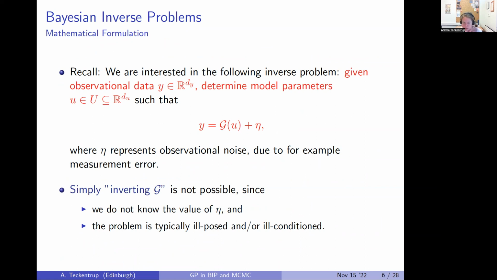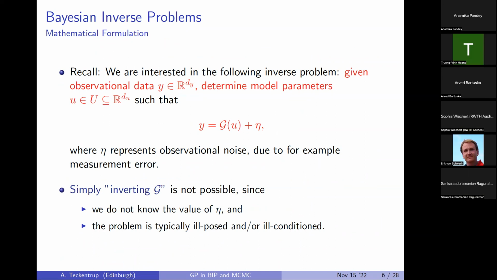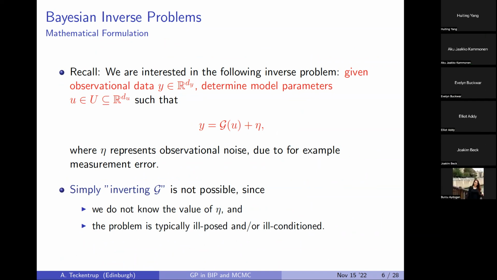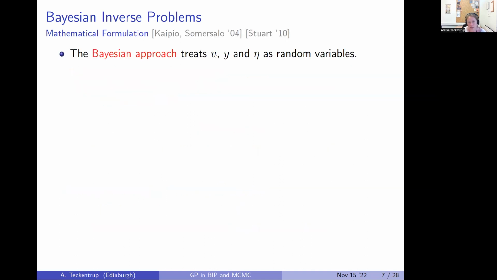That's usually not possible. One, because you don't know the value of the noise, and two, the problem is typically ill-posed and/or ill-conditioned. Ill-posed means that G inverse simply doesn't exist. Ill-conditioned means that G inverse does exist, but it's very ill-conditioned. And so if you want to use G inverse to compute things on the computer, that would be a very numerically unstable method, and you would get very large errors in the computed solution. So that's typically not an option.